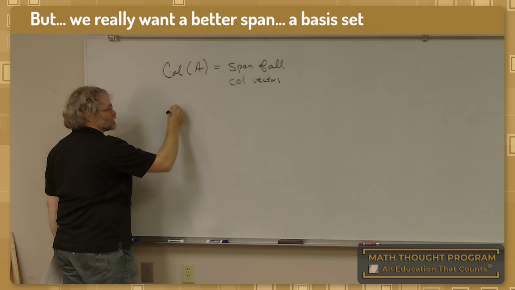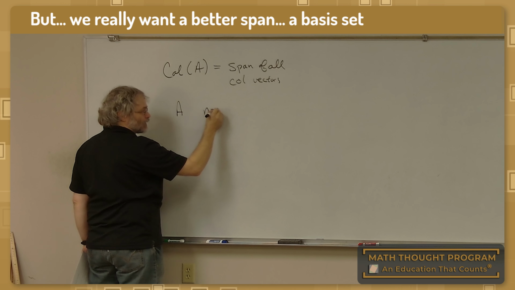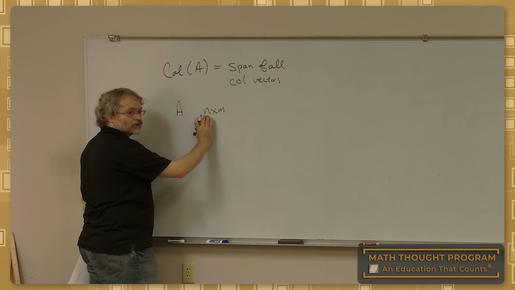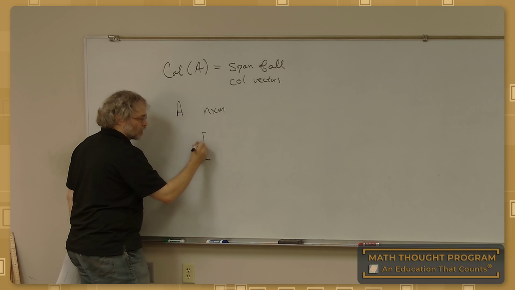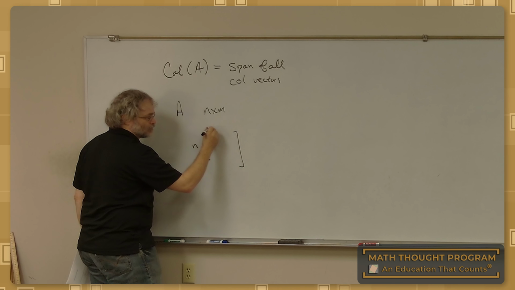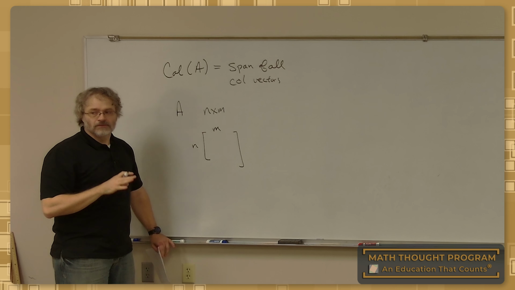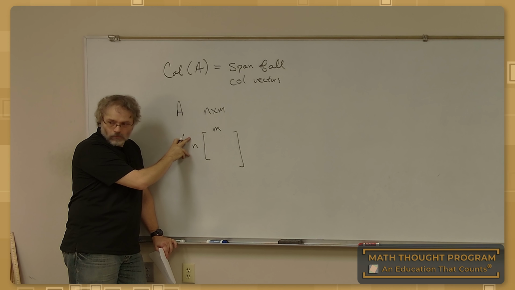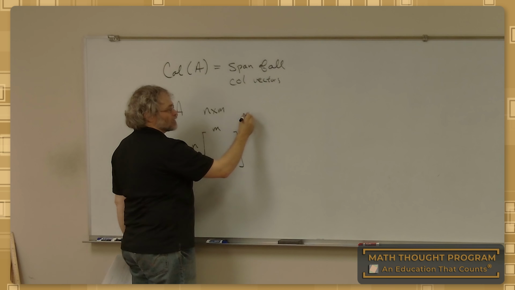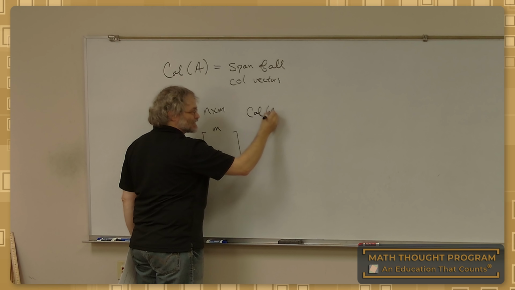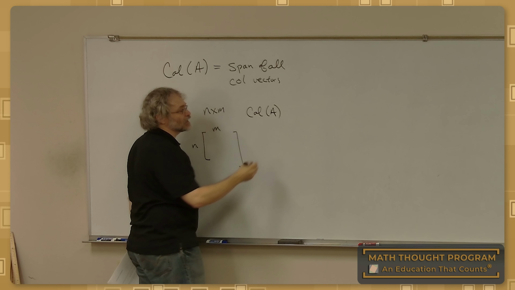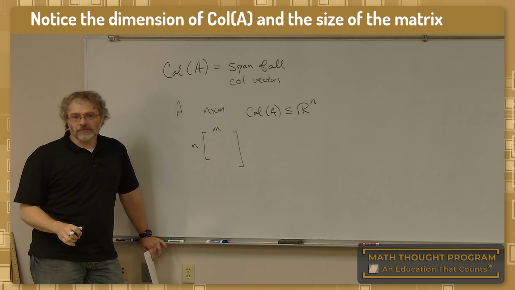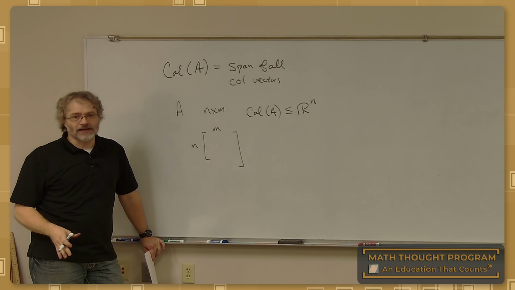So if I have a matrix, and it's an n by m, what that would mean is you're going to have n rows, and you're going to have m columns. So the size of the columns is going to be n by 1. So the column space would be a subspace, a subset of Rn, not Rm. M talks about the number of vectors you're going to have.